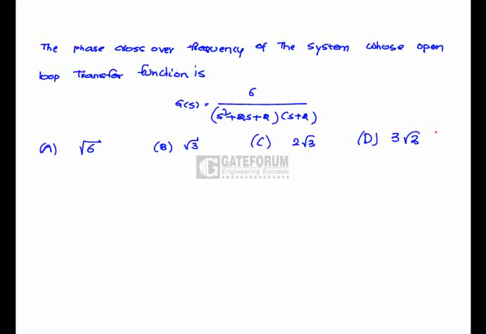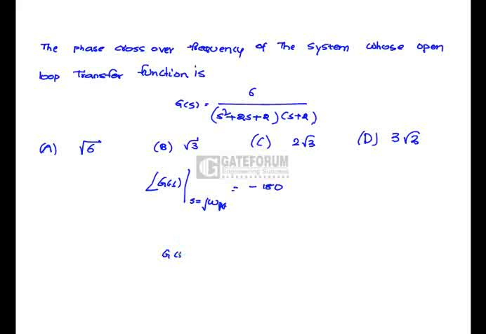System whose open loop transfer function is... Initially, before we calculate the phase crossover frequency, we have to know what the phase crossover frequency is. Phase crossover frequency is the frequency at which phase reaches 180 degrees. That is, angle of G of S at S equals j omega pc is equal to minus 180 degrees.